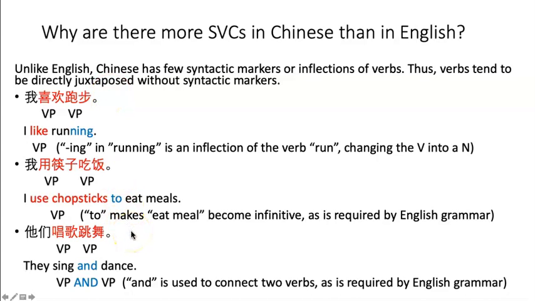And because of the lack of any inflectional forms or any grammatical markers indicating different forms of the verbs, the form of the verbs remains the same in Chinese. Whereas in English, the verb forms change depending on the tense or aspect, and also depending on whether there are other verb phrases in the same sentence. So because of those grammatical differences, we see quite a large number of serial verb constructions in Chinese, but quite a limited number of serial verb constructions in English.